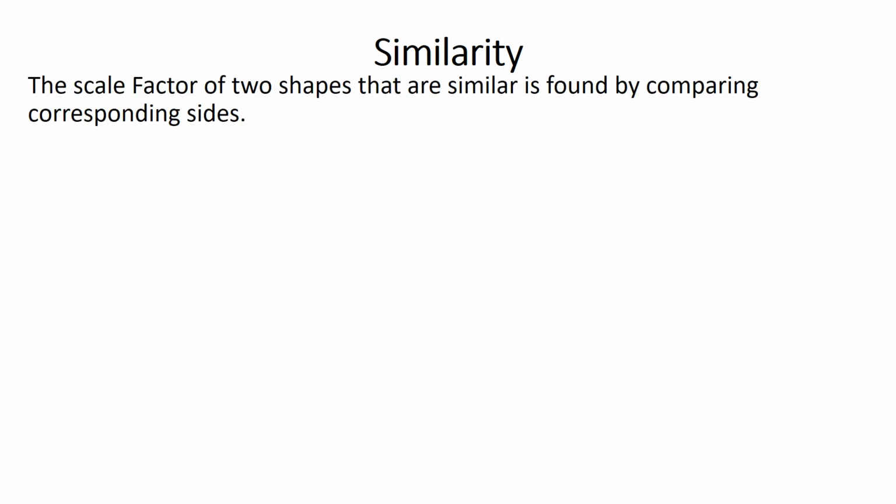So we go to similarity. We're going to end with similarity. The scale factor of two shapes that are similar is found by comparing corresponding sides. If you have been given two shapes, and someone says these two shapes are similar, your job is to identify sides that are corresponding. Once you identify those corresponding sides, you can use them to come up with a scale factor.